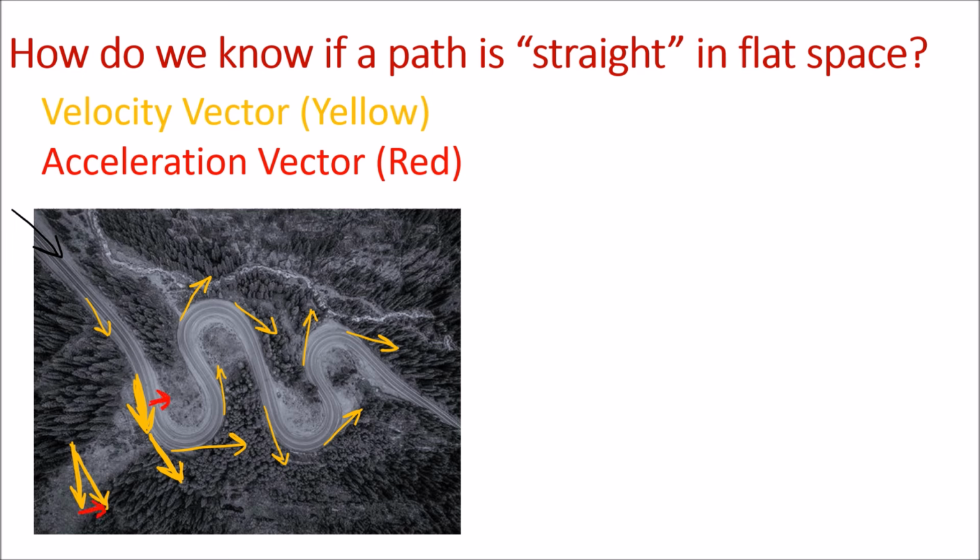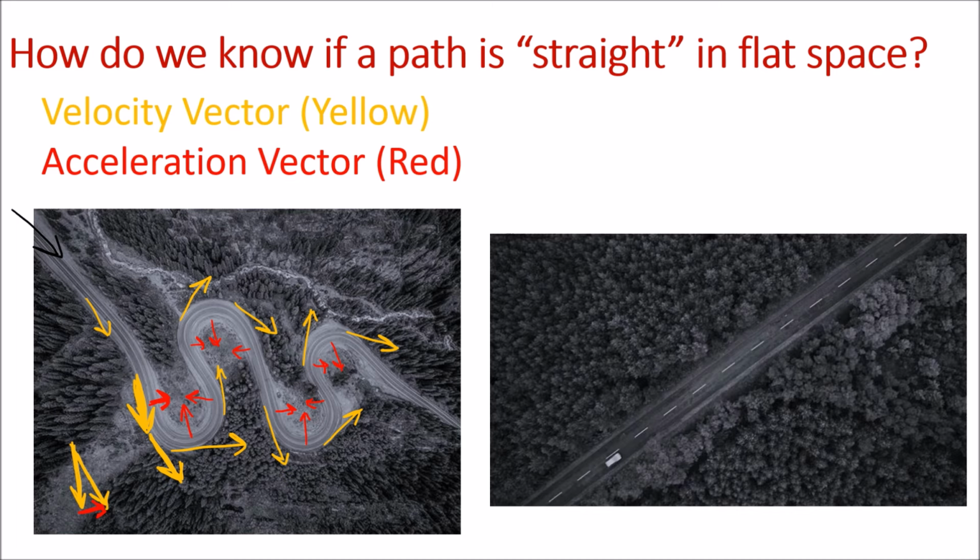And if we keep doing this, we find that the acceleration vectors basically always point inward when the path curves in a C curve like this. So the acceleration vector points to the opening of the C shape. Now let's take a look at this other road here. If we wanted to travel along this at constant speed, the velocity vectors would look like this. They would all be the same. And if the velocity vectors remain constant, that would mean that the acceleration vectors would all be zero, right?